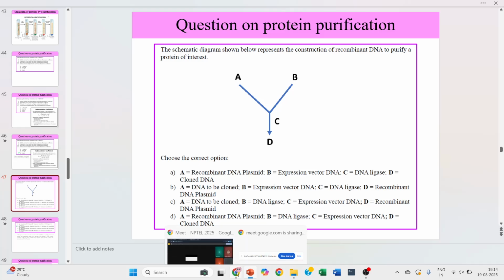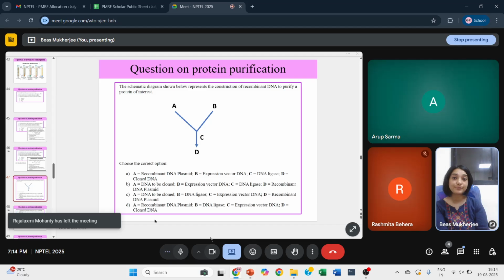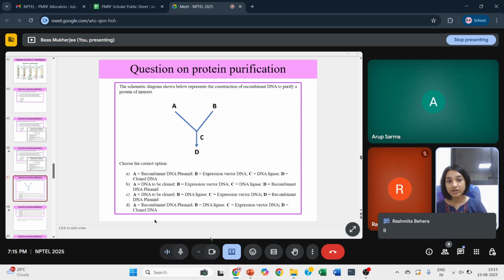Okay. Now we go to something simpler. This is a question on protein purification, and the schematic diagram shown below represents the construction of recombinant DNA to purify a protein of interest. A and B together you get C, and from there you get D. So A, B, C and D, what are they? Recombinant plasmid DNA, expression vector, and then DNA ligase, and then cloned DNA.